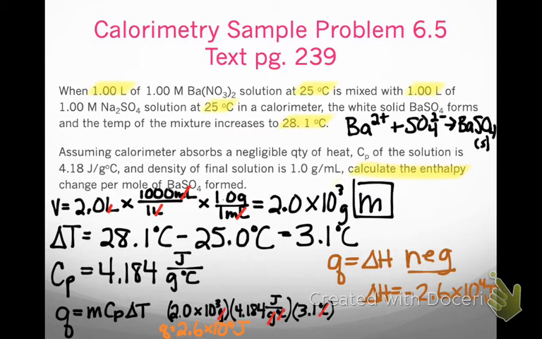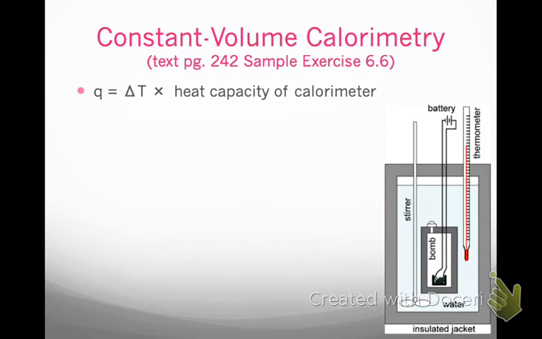It was asking us enthalpy, so I wanted to talk about that. So that is our first example. Now here on the next slide, we're talking about a constant volume calorimeter. We just finished talking about the constant pressure calorimeter, the coffee cup calorimeter. This is known as a bomb calorimeter.